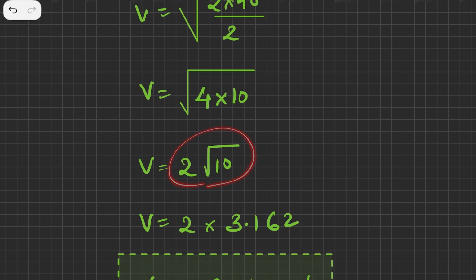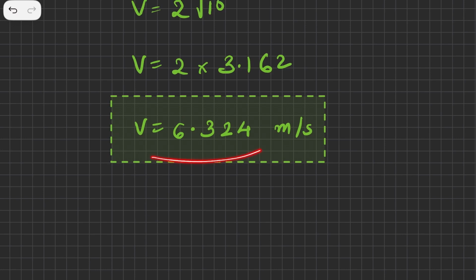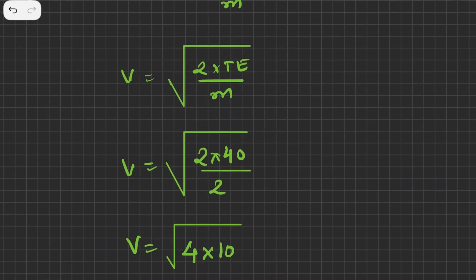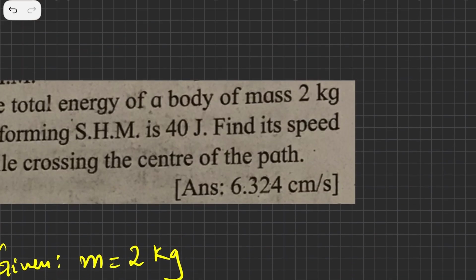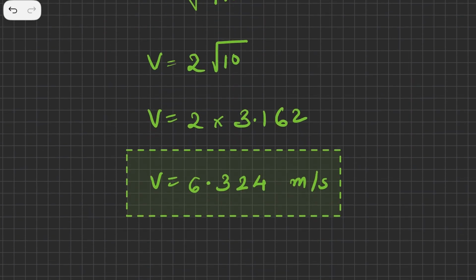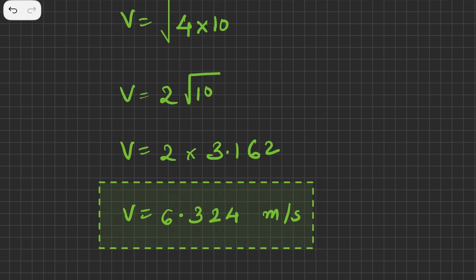So if you remember this, you just have to multiply 2 with this and you get the answer as 6.324, and because everything was in the SI system, I am writing this in meter per second because it's a velocity. The answer given in the book is in centimeters per second, and we are getting the same answer but in meter per second. So there is some problem with the unit of the given question, and this is a very short numerical. Probably this will be asked for 1 mark, maybe as a very short answer or an MCQ.